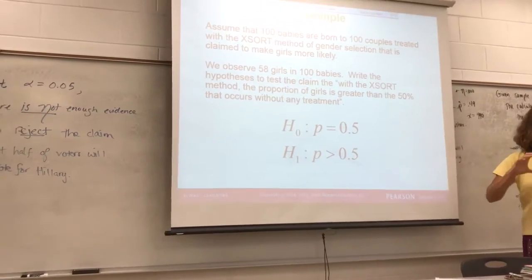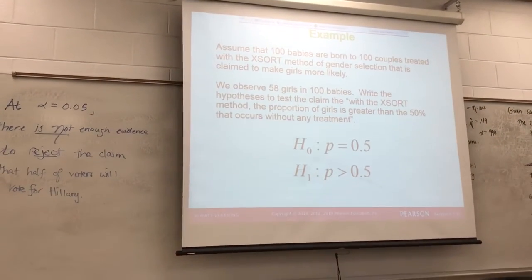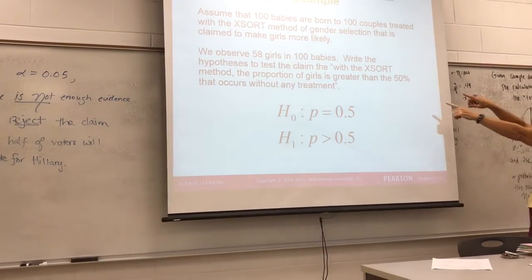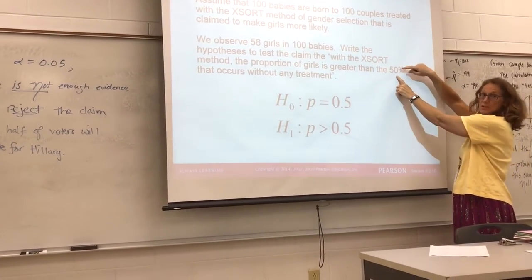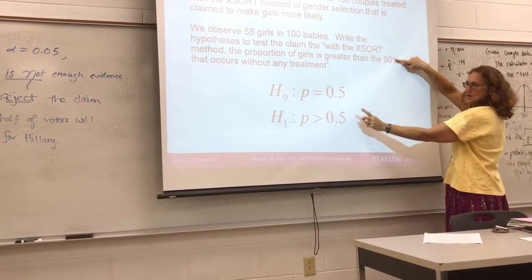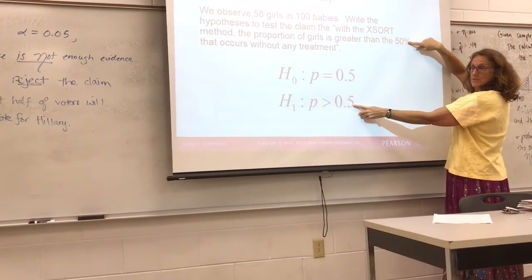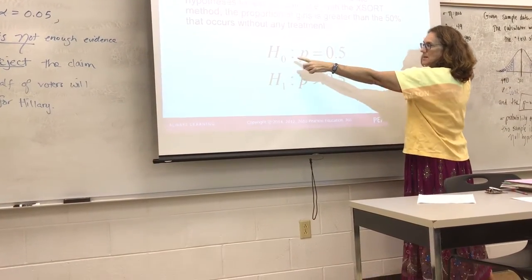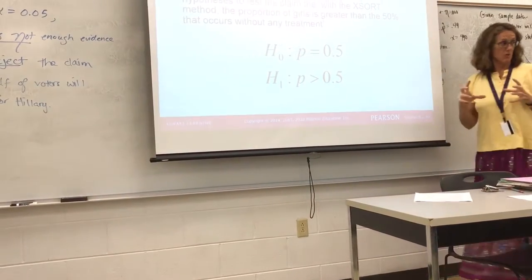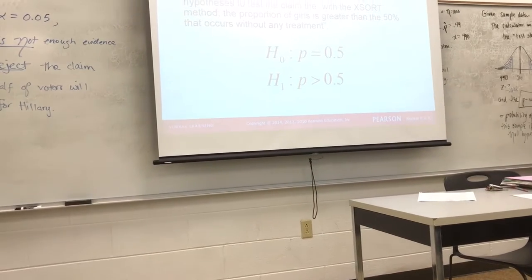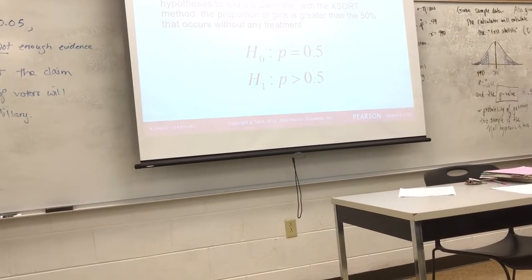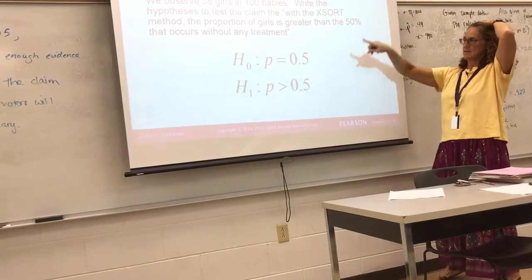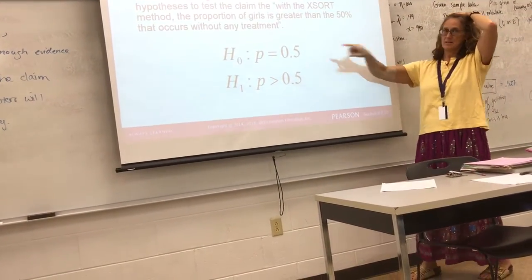Anyway, the setup, just to streamline it, is that they are wanting to claim that the proportion of girls is more than 50%. So that's the claim, right? And because it's greater than, that's the alternate hypothesis, because the null hypothesis always has to be equal. So that's the setup for this particular claim. P is greater than 50% is what they're claiming. That's the alternate hypothesis. The null hypothesis is equals.